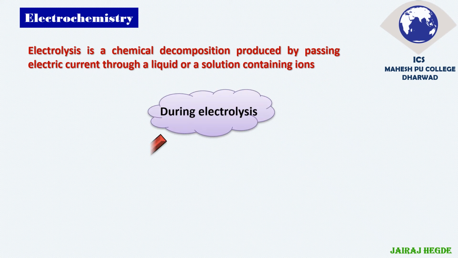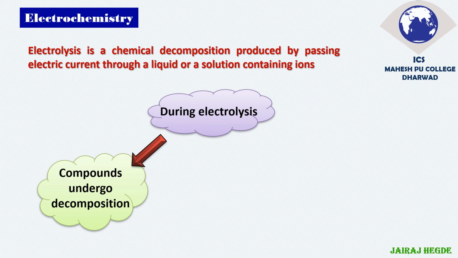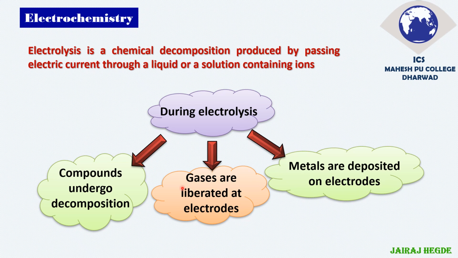So what actually happens during electrolysis, three situations may arise. Either it may undergo decomposition, or it may liberate a gas at the place of the electrodes, or if we have taken metal ions, that metal ion may deposit on the electrode. These could be the situations we can come across during electrolysis.